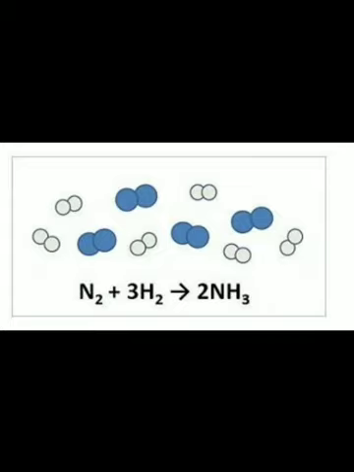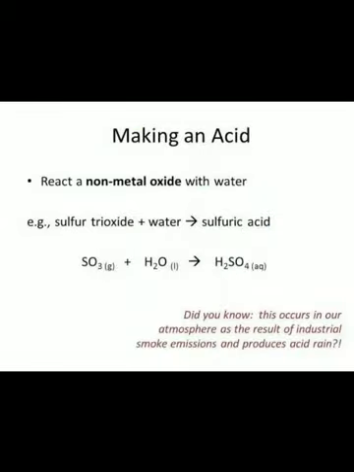The next one, preparation of sulfuric acid. How will you prepare sulfuric acid? When sulfur trioxide, a compound, reacts with water, also a compound, it produces what? Sulfuric acid, H2SO4. That means SO3 plus water, H2O, gives rise to sulfuric acid.